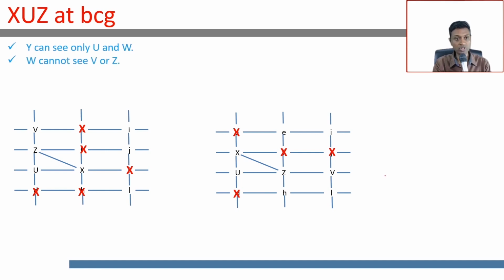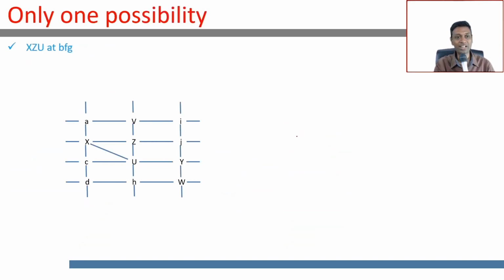Now, let's go to this constraint. Y can see only U and W. From U, Y should be able to see U. There's no possibility here. If U were here, there's no available slot here, no available slot here. Nothing else is opened up. So this is not possible. U here, nothing opened up here, nothing opened up here. Again, this is not possible. Both of these are not possible. That means we have just this one glorious possibility, XZU at that BFG triangle, and then Y and W here.